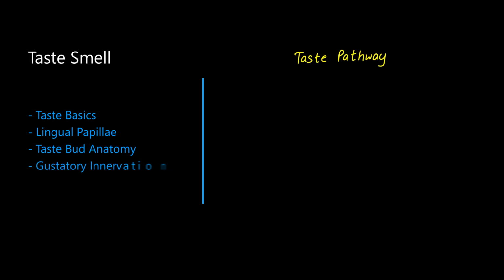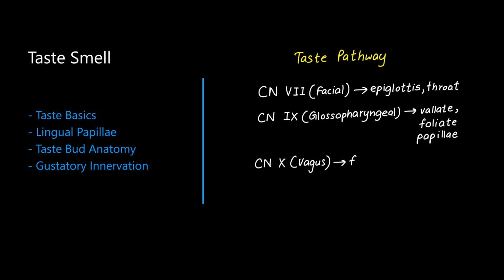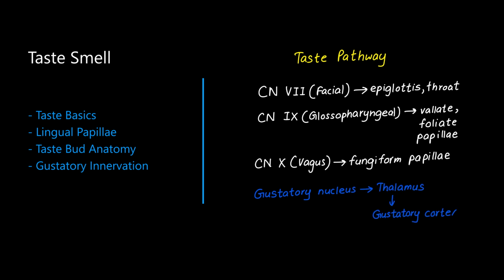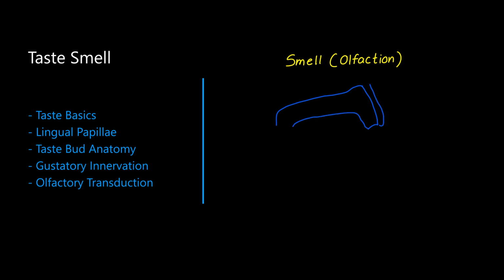Taste signals travel through 3 cranial nerves. CN7, the facial nerve, carries taste from the epiglottis and throat. CN9, the glossopharyngeal, carries taste from the vallate and foliate papillae. CN10, the vagus, carries taste from the fungiform papillae. The signal goes to the gustatory nucleus in the brainstem, then to the thalamus, then to the gustatory cortex in the parietal lobe. Smell uses the olfactory epithelium high up on the roof of the nasal cavity.